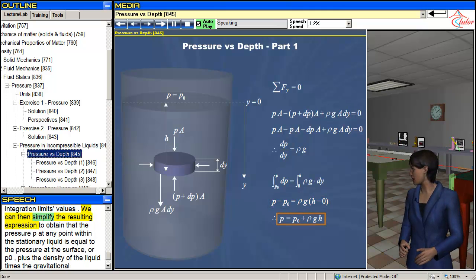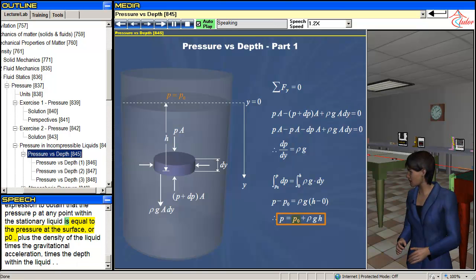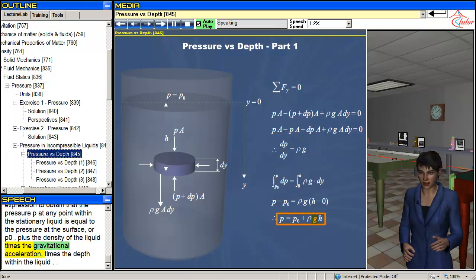We can then simplify the resulting expression to obtain that the pressure P at any point within the stationary liquid is equal to the pressure at the surface, or P0, plus the density of the liquid, times the gravitational acceleration, times the depth within the liquid.